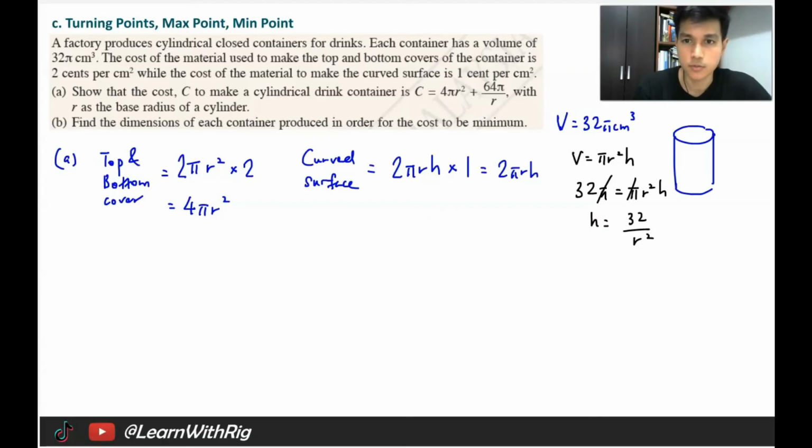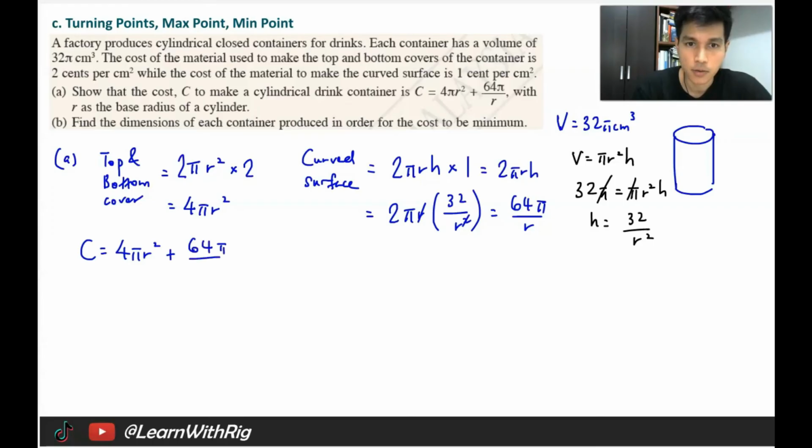Okay, so I'm going to substitute the h value here. So I should get 2 pi r times 32 over r square. You can simplify this. You should get 32 times 2 is 64, so it's 64 pi over r. So the cost is going to be 4 pi r square plus 64 pi over r. Shown. Is it the same? Yes, it is. 4 pi r square plus 64 pi over r. Yes, correct. Now question B.